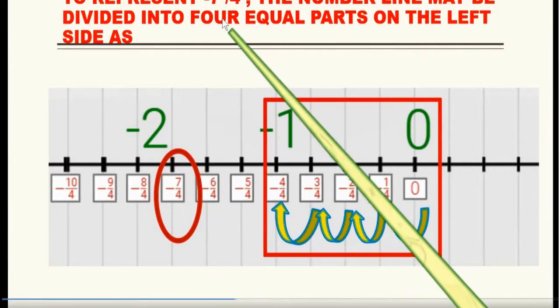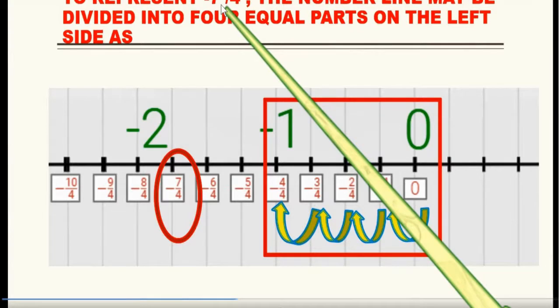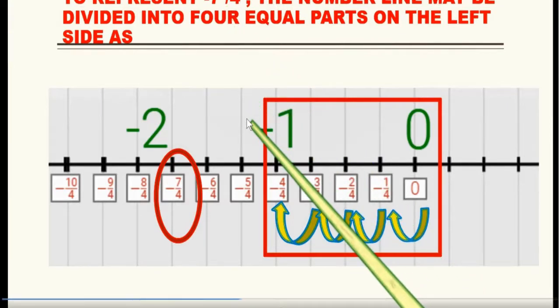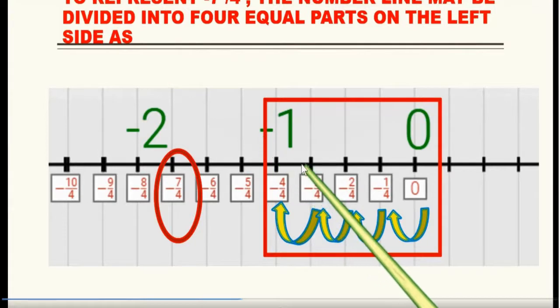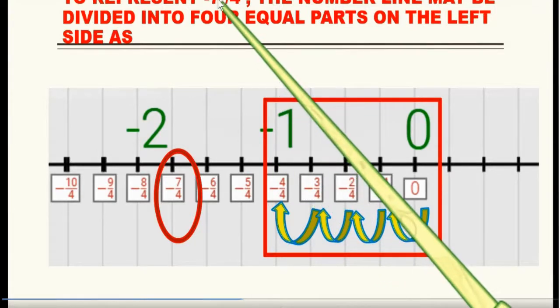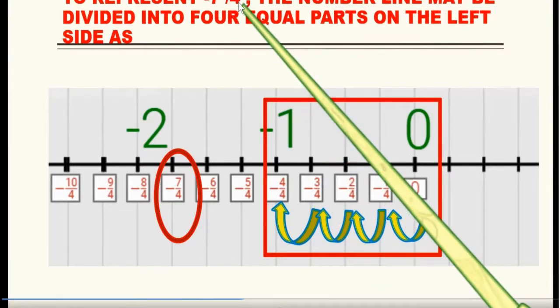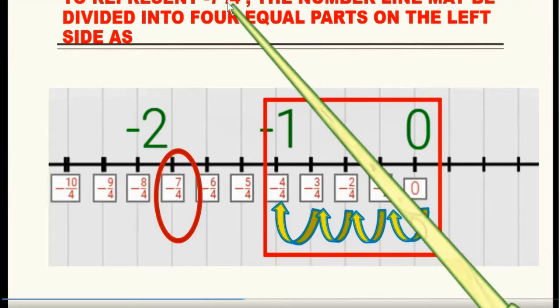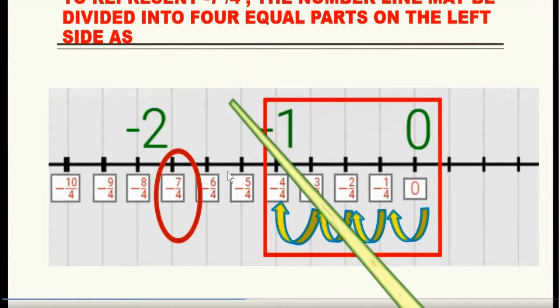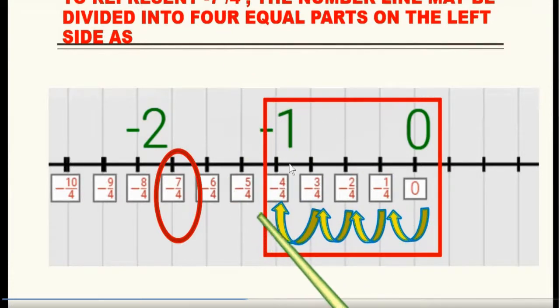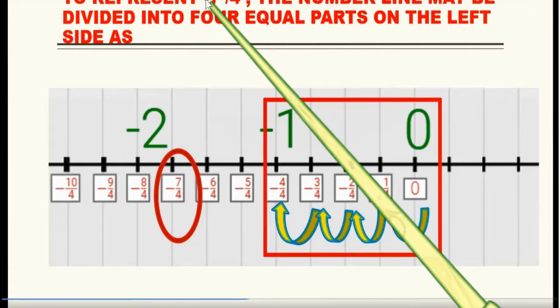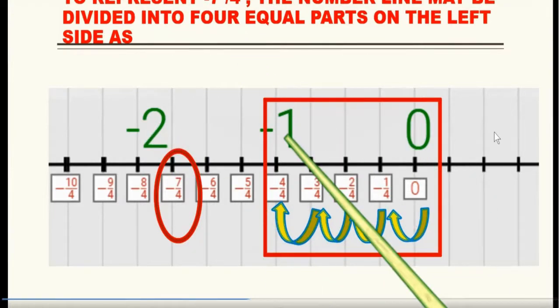Now we are going to represent minus 7 by 4 on the number line. Now this representation will be slightly different from the previous one. Why? Because here the numerator is greater than the denominator. Minus 7 is greater than 4. The second thing is, here the rational number is the negative rational number. So it is going to be plotted on the left side of 0.